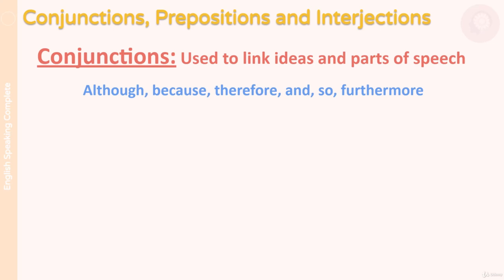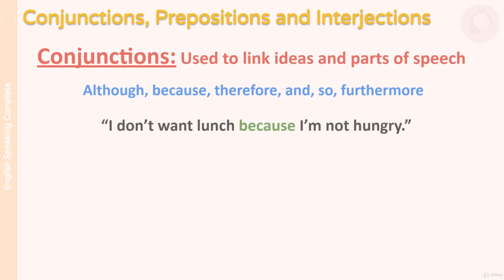Here are some examples: although, because, therefore, so, and furthermore. They often go in the middle of the sentence. So let's take a look. I don't want lunch because I'm not hungry. So we really have 2 big ideas here. I don't want lunch, idea 1. Idea 2, I'm not hungry. We can connect them. We can really link the ideas with this conjunction, because. I don't want lunch because I'm not hungry.